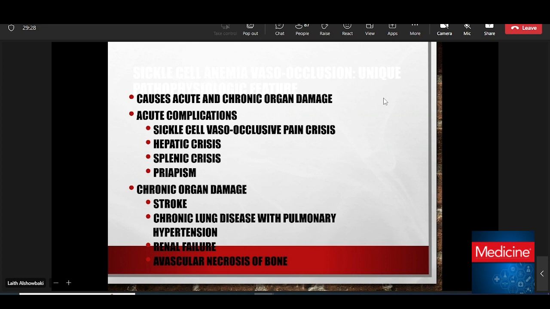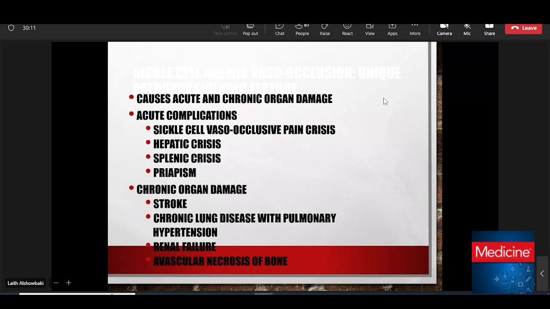And as I said, you can expect any form of complication that is related to the lack of blood flow to a certain organ. So vaso-occlusive pain crisis, where the blood does not reach the periosteum of the bone, where then our bones cry for help, and that's why those patients present with severe, sometimes very severe forms of pain, hepatic crisis, splenic crisis, priapism, stroke, chronic lung disease with pulmonary hypertension.